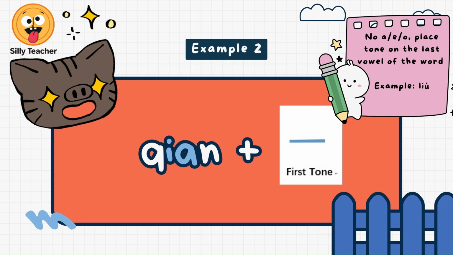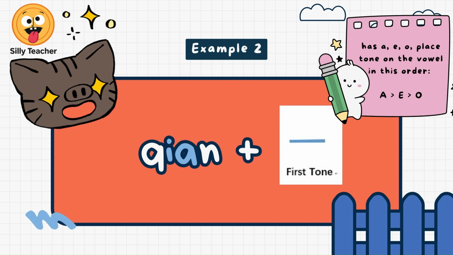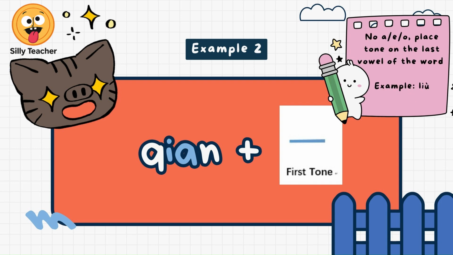Okay? So if there's an A, mark it. Cool? If not, look for E. Correct? If not, then you will be looking for O. Correct? Otherwise, you mark the last vowel. Okay?